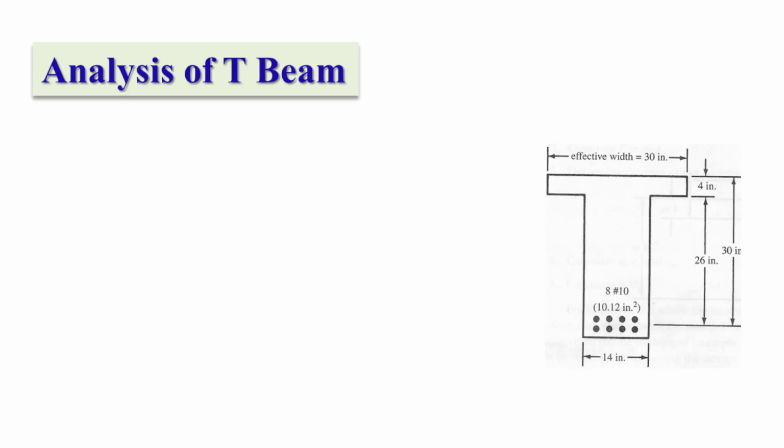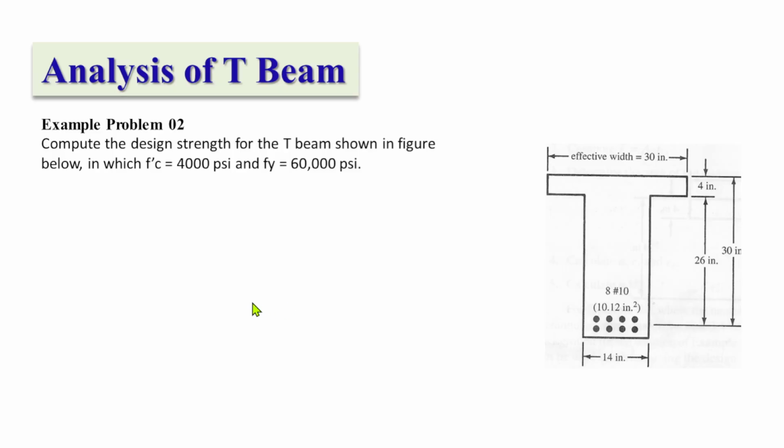In today's video, we will be working through another example problem focused on the analysis of a T-beam. So let's dive into the problem. Here we are required to compute the design strength for the T-beam shown in the figure below, with the strength of concrete given as 4,000 psi and the tensile strength of steel 60,000 psi.